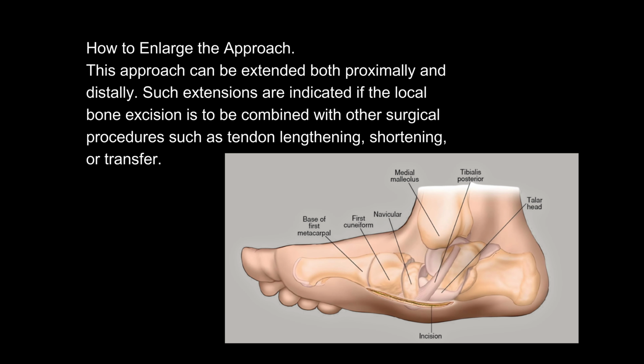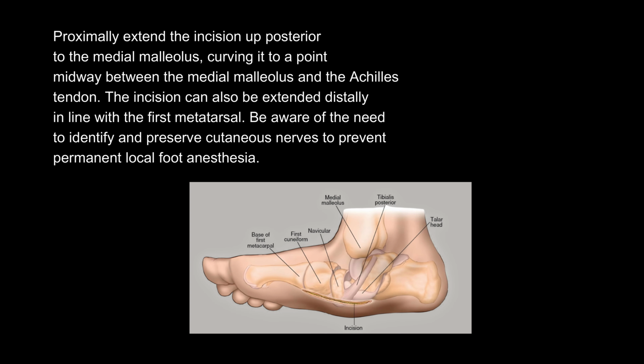How to enlarge the approach. This approach can be extended both proximally and distally. Such extensions are indicated if the local bone excision is to be combined with other surgical procedures such as tendon lengthening, shortening, or transfer. Proximally extend the incision up posterior to the medial malleolus, curving it to a point midway between the medial malleolus and the Achilles tendon.